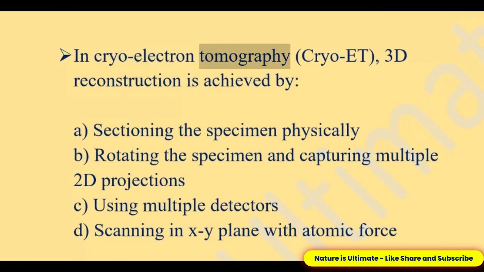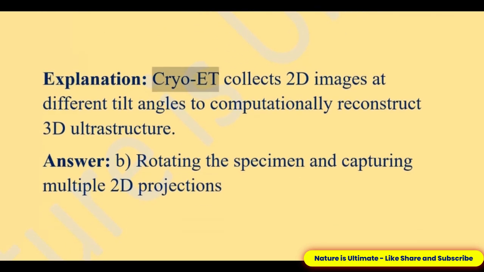In cryo-electron tomography, Cryo-ET, 3D reconstruction is achieved by: A. Sectioning the specimen physically. B. Rotating the specimen and capturing multiple 2D projections. C. Using multiple detectors. D. Scanning in XY plane with atomic force. Explanation: Cryo-ET collects 2D images at different tilt angles to computationally reconstruct 3D ultrastructure. Answer: B. Rotating the specimen and capturing multiple 2D projections.